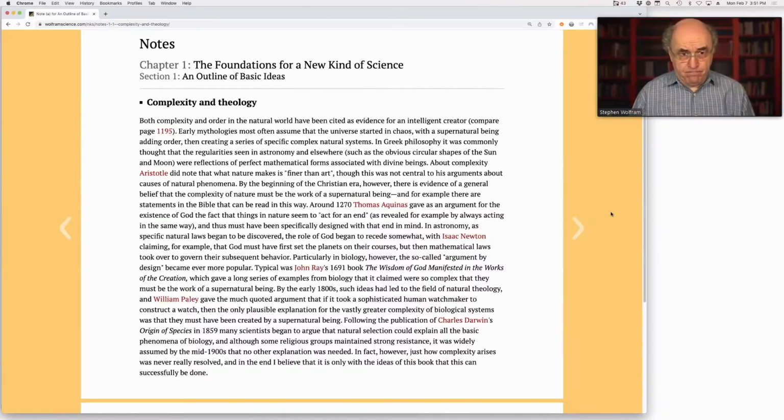So I talk about here that complexity and order in the natural world are cited as evidence for an intelligent creator. And that's a common theme. The fact that there is order in the world means to some that there's a purpose to the world. And in a lot of early mythologies, things started in chaos, and then some supernatural being added order and created particular natural systems.